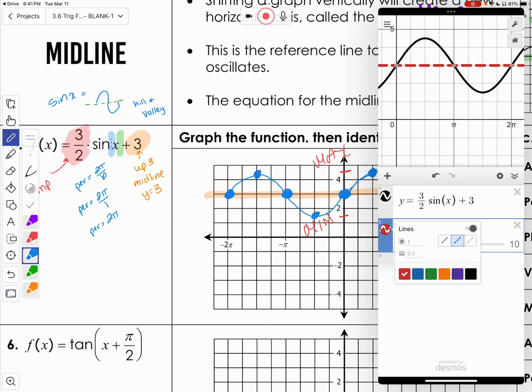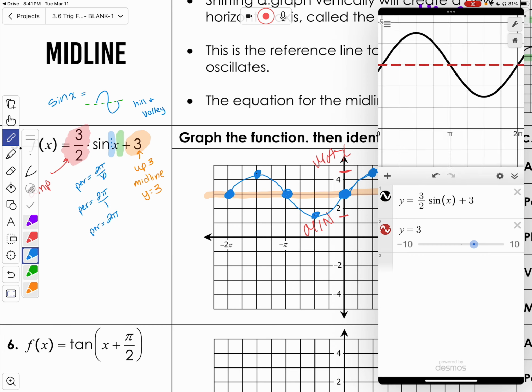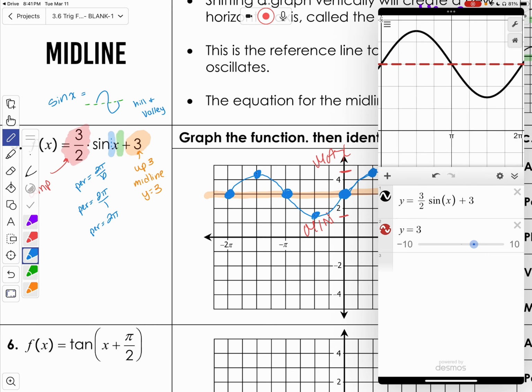I can see that I have completed one hill and one valley. It's taken me 2 pi units to do so. My midline is at 3, so the middle is all at 3. Notice the y value is all at 3. My maximum is 1.5 units up, so 3 plus 1.5. My minimum is at 3 minus 1.5. And you get that beautiful hill and valley.